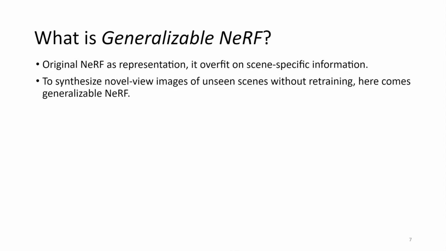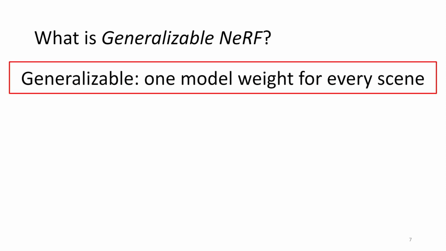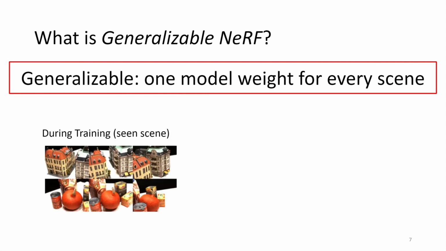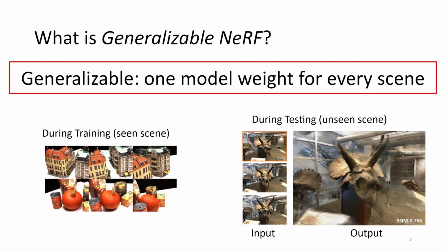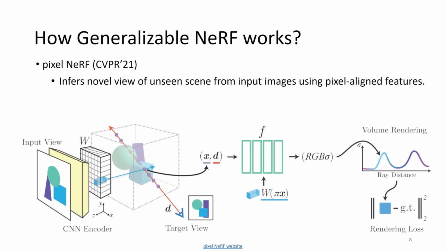However, if we want to render a novel view of a different scene, the original NeRF falls short. This is where the generalizable NeRF comes in. The concept is that after training on multiple scenes, the model can directly render a novel view of an unseen scene using multi-view images of the new scene as input.